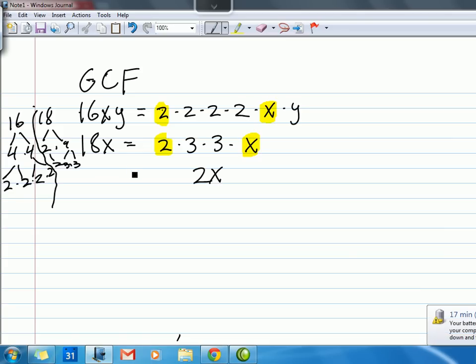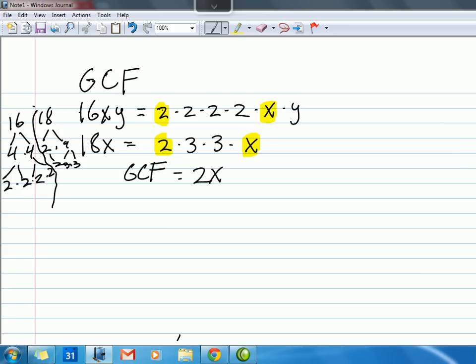So the greatest common factor, and I've got 17 minutes to finish this video. The greatest common factor between the two is 2x, right? So that's ideally how we find the greatest common factor of particular monomials.